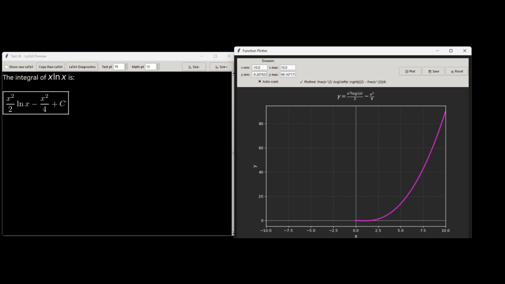Let's do another one. I can type it in this time perhaps. Differentiate x over (x plus 1) squared. So it's differentiating x over (x plus 1) squared.